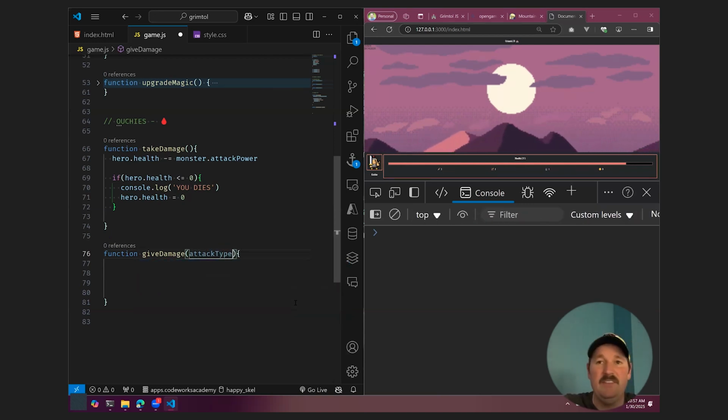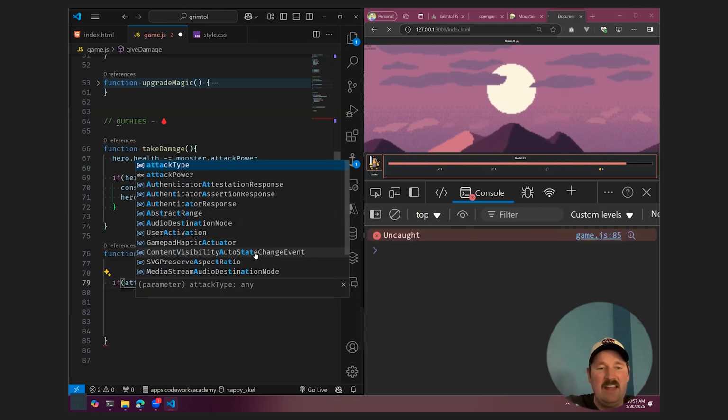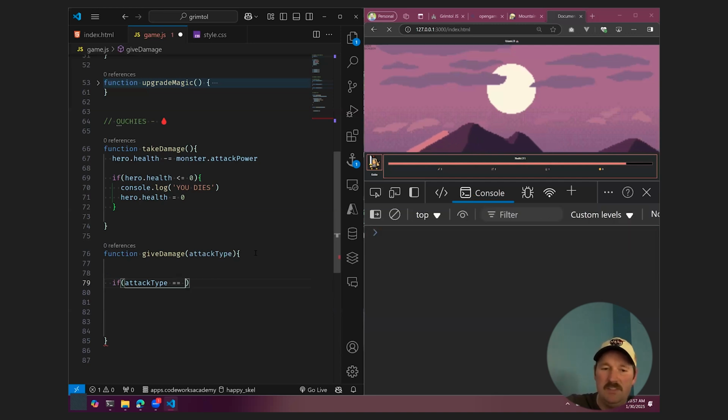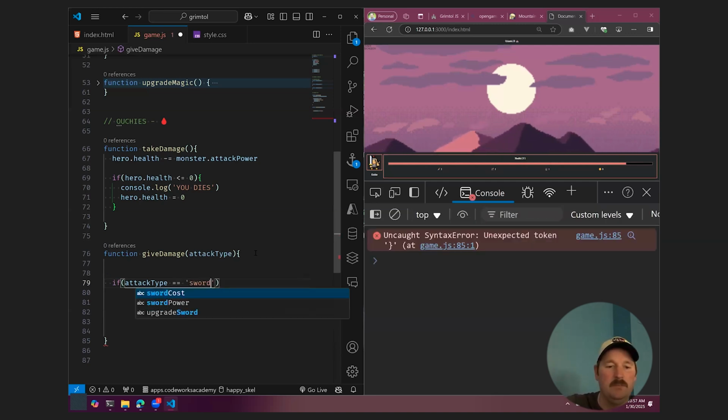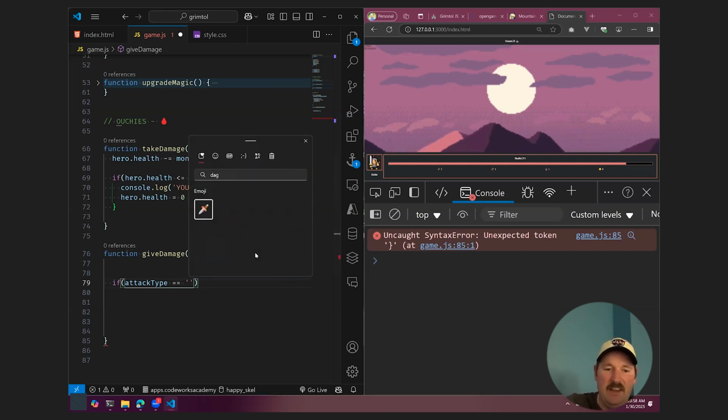attack type or something of that nature. Was it magic? Was it sword? Or was it ranged? Because based upon that attack type, I need to give different types of damage. So let's handle this. Let's say if the attack type was sword, okay, and maybe we'll be fancy and we'll just use an emoji dagger.